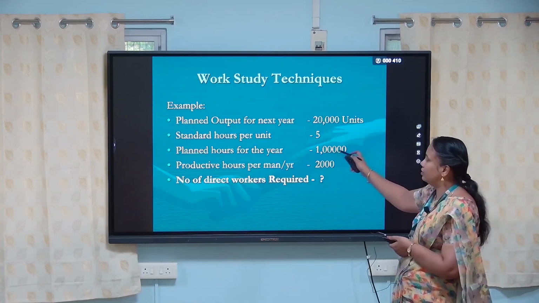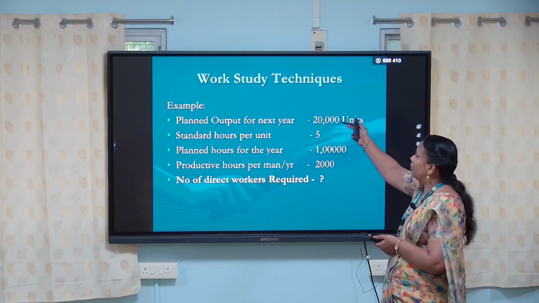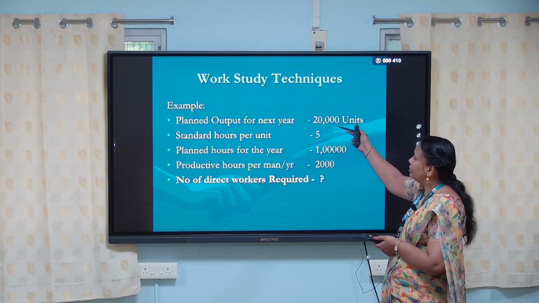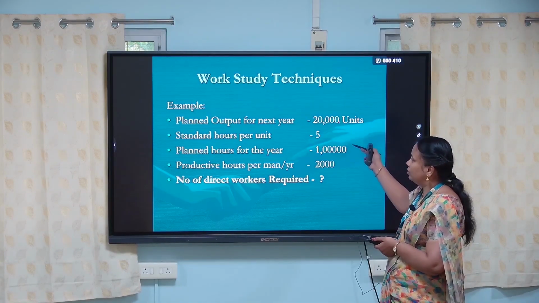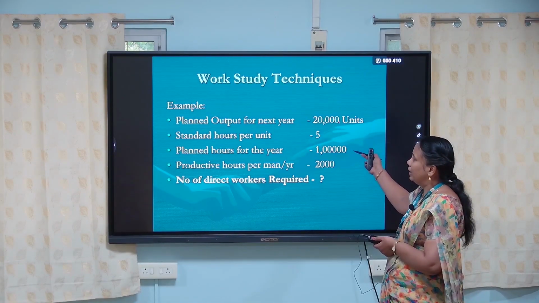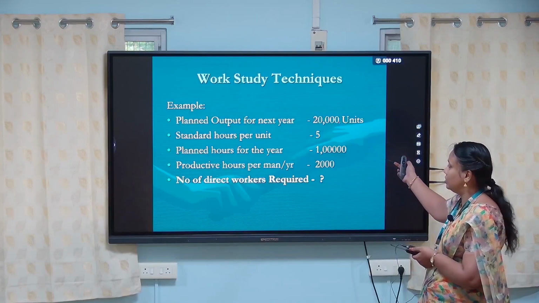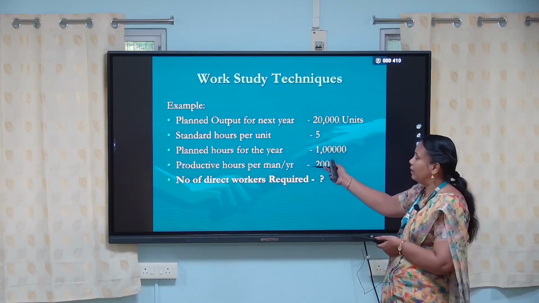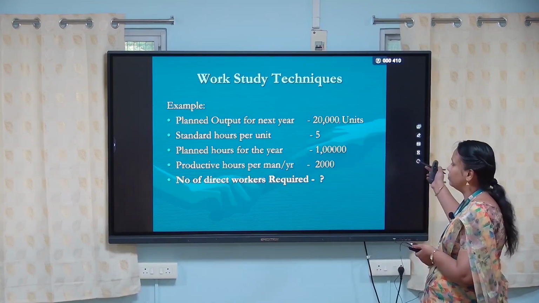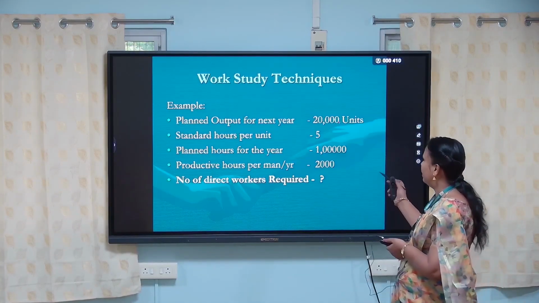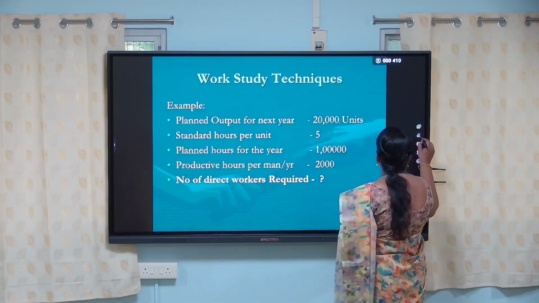How we calculate this planned hour is by multiplying the total number of units by the time taken per unit. So, 20,000 into 5 equals 1 lakh hours we are planning for the next year. Productive hours per man, that is per labor per year, is 2000. So, the number of direct workers required we can calculate from this.